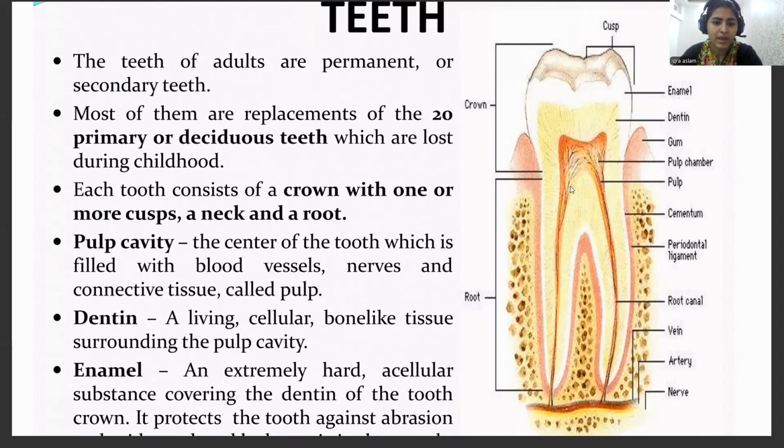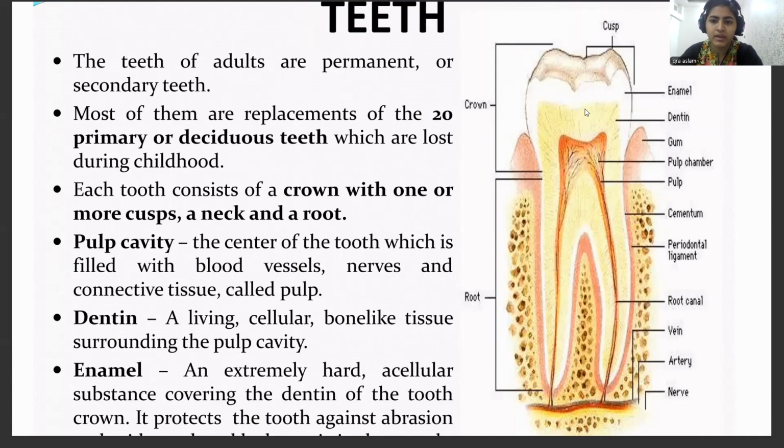Then we have the pulp cavity. As you can see here, it holds blood vessels, nerves, arteries, and veins. The pulp cavity, the center of the tooth, is filled with blood vessels, nerves, and connective tissue called pulp. Then we go to dentine. You can see it in yellowish color. Dentine is a living cellular bone-like tissue surrounding the pulp cavity. It is living and cellular. It is bone-like but not bone.